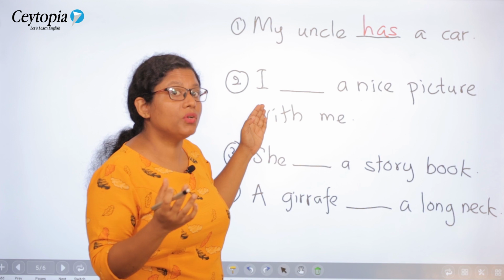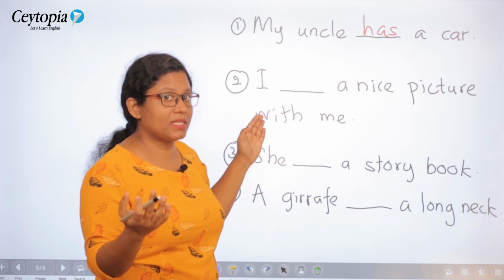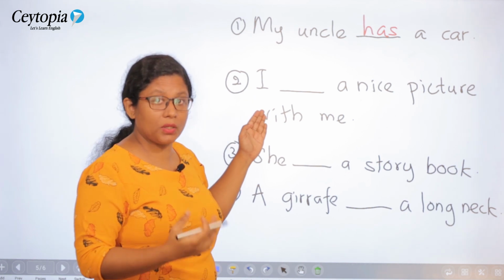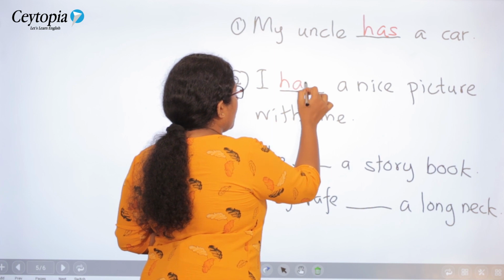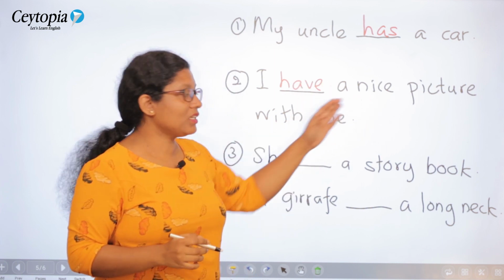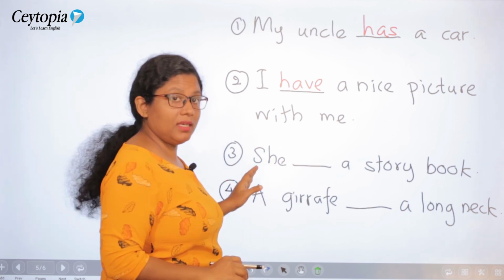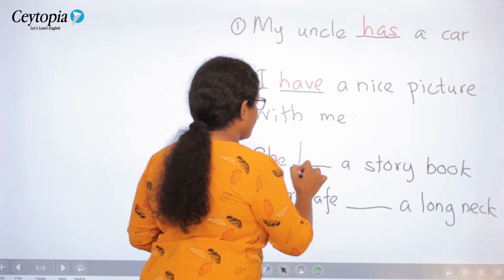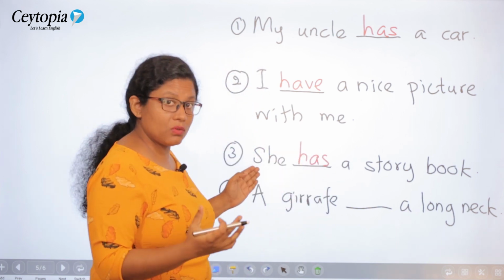With I, we know in the present time, present tense, we have a special treatment. What is it? Even though it is a singular subject, we use have. I have a nice picture with me. See, I have a nice picture with me right now. She has a storybook. It is in the present time and she is a singular subject.